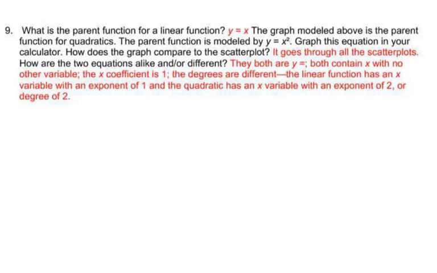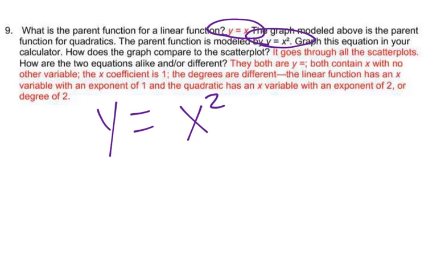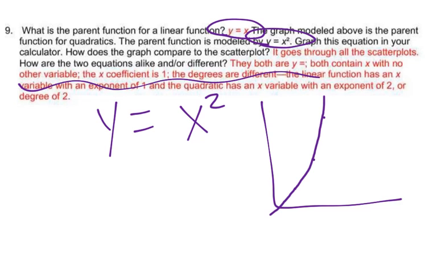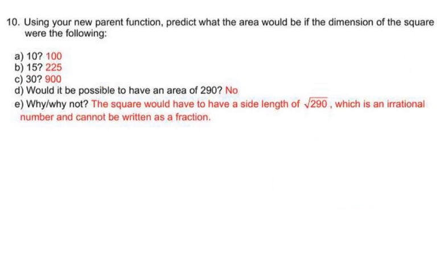So what is the parent function for the linear function? Y equal x. The parent function for the quadratic is y equal x squared. If you went back to your calculator and went to y equal and put in x squared, and then looked at your graph where you had your dots, you should have a line drawn that connects your dots. Okay? You don't have to write all this stuff down. I just want you to understand it. Maybe look at your calculator.